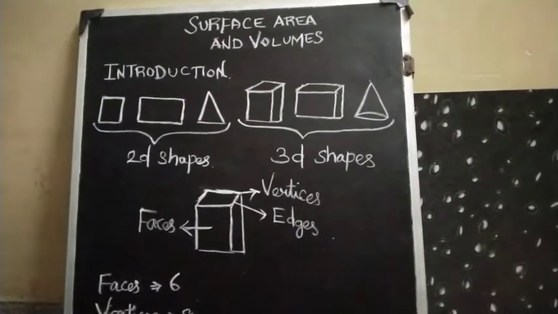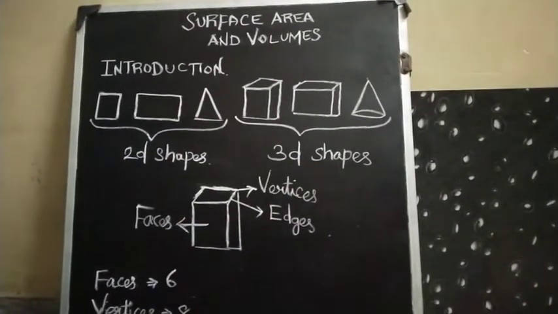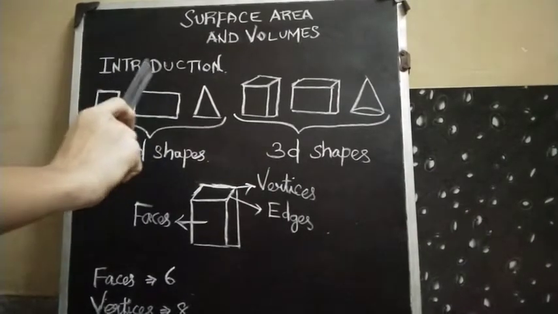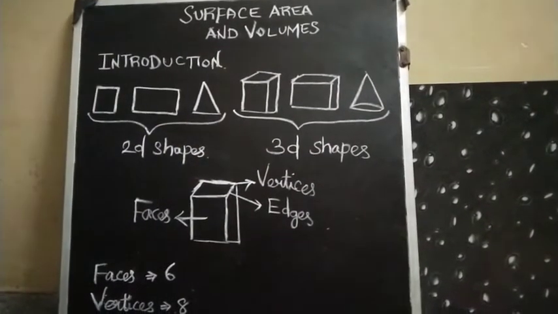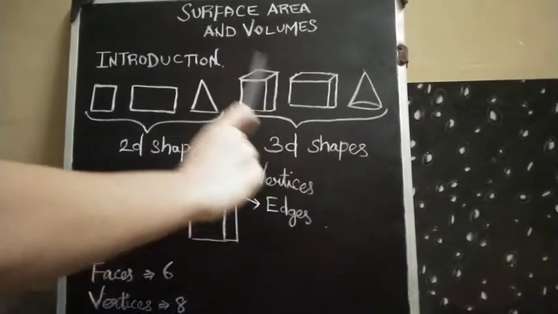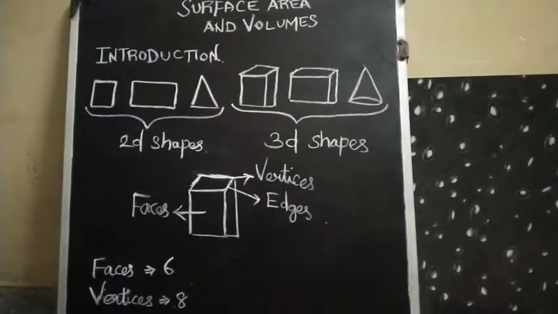Let's see the introduction. We already know 2D shapes and 3D shapes. What are 2D shapes? The plane figures such as squares, rectangles, triangles, circles, etc. are 2D shapes. What are 3D shapes? The three-dimensional shapes, that is cube, cuboid, cone, sphere, etc.